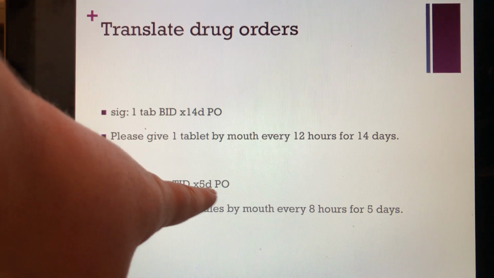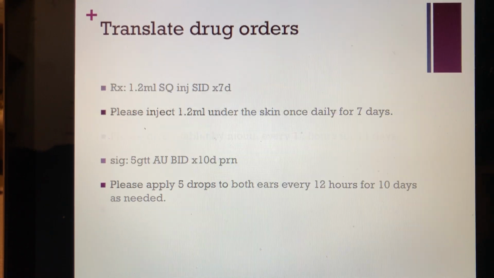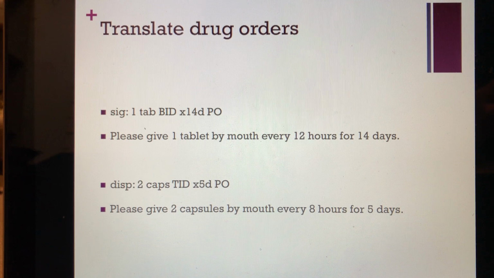Then our next thing is X5D, so that's for 5 days. And then PO is by mouth. So my translation then for the clients, we can use the please or not, to give 2 capsules by mouth every 8 hours for 5 days. So those first 2, those were kind of easy ones. Those were tablets and capsules. That's going to be a really good majority of what you dispense out is pills. Oral medications are, well, I mean, they're tricky to give, but clients in theory can do it pretty easily.